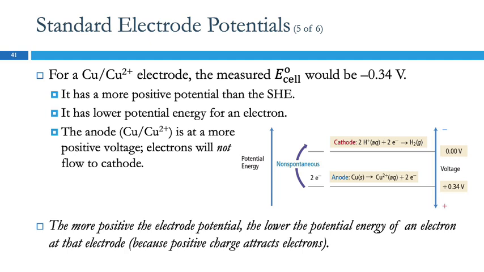Here for a copper 2+ electrode, the measured cell potential would be 0.34. So here, this one is more positive than the standard hydrogen electrode. So it has lower potential for an electron. The anode then is at a more positive voltage, and electrons are not going to flow to the cathode. Because the more positive the electrode potential, the lower the potential energy.